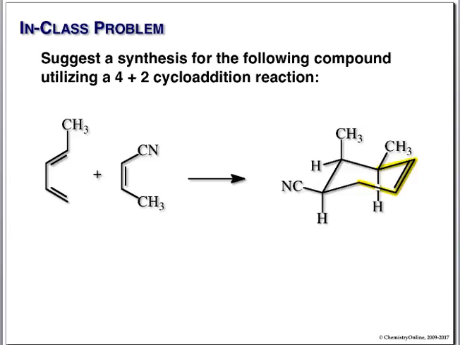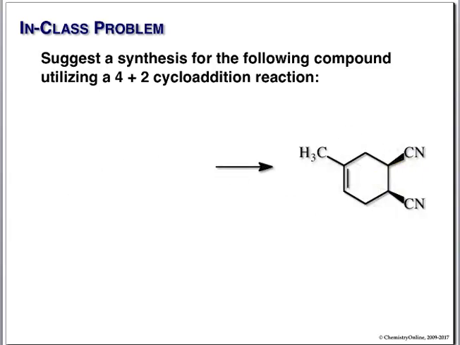Couple more and we're done. Again, we have wedges here. Makes it easy. Both nitrile groups are pointing up. We look across our ring to our nitriles. This is our dienophile. And because they're both pointing up, that's cis.